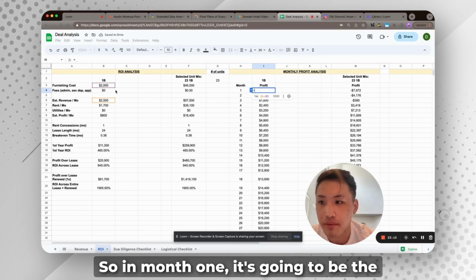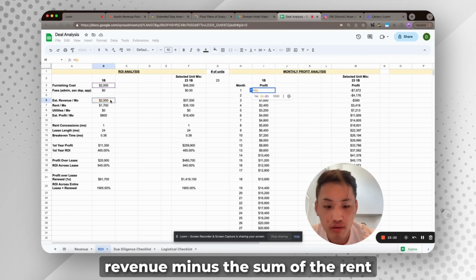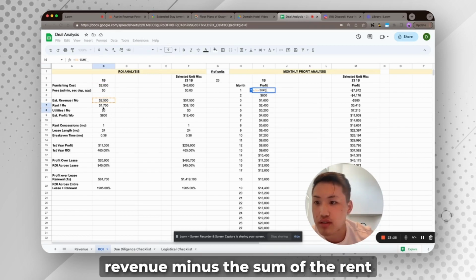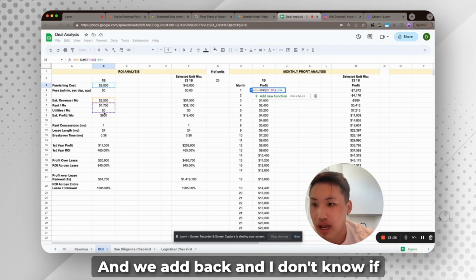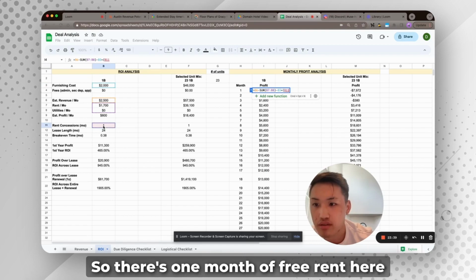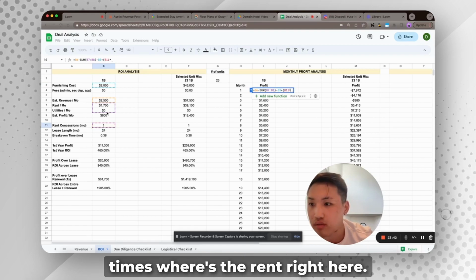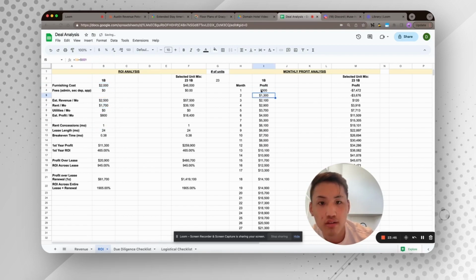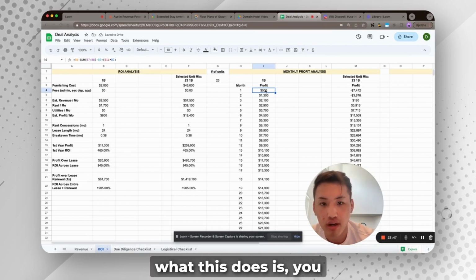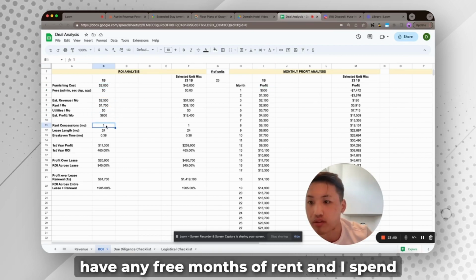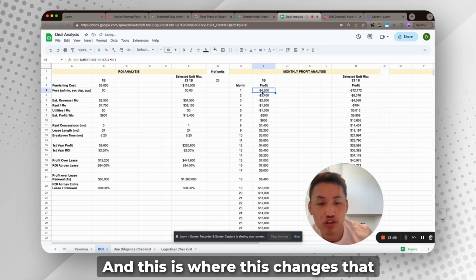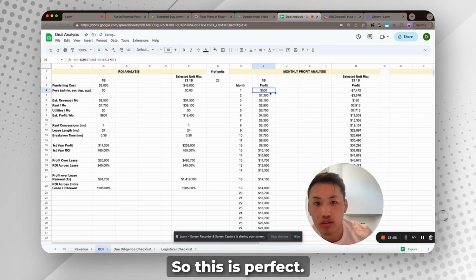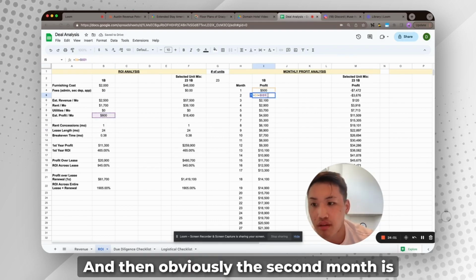So in month 1, it's going to be the revenue minus the sum of the rent and the utilities, and then minus obviously the furniture cost, and we add back if there's any months of free rent. So there's 1 month of free rent here times, where's the rent? Right here. Okay, so it's the same number, but what this does is, let's say I don't have any free months of rent and I spend $5,000 to furnish it. And this is where this changes dynamically and it considers everything. So this is perfect.